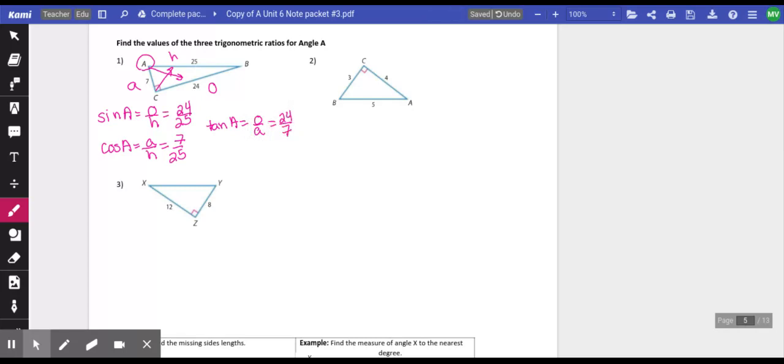Do the same thing for number 2. So across from C is our hypotenuse. Here's angle A. So 4 is adjacent and 3 is opposite. So sine of A is opposite over hypotenuse. So it's 3 over 5. Cosine of A is adjacent over hypotenuse. So it's 4 over 5. And tangent of A is opposite over adjacent. So that's 3 over 4.